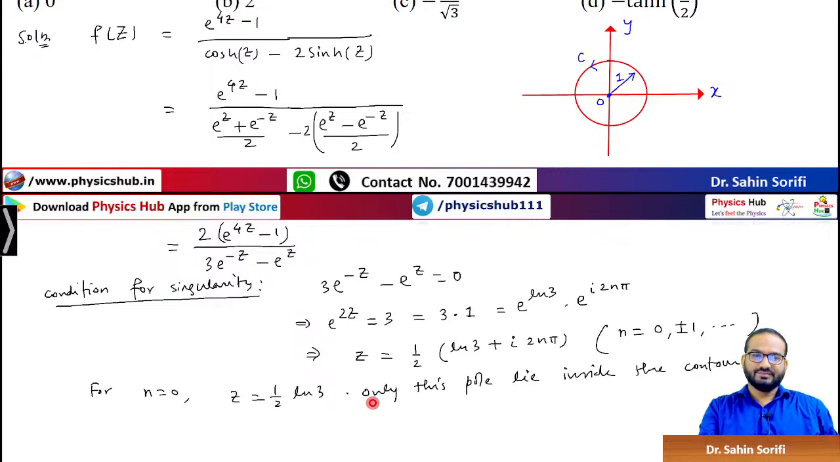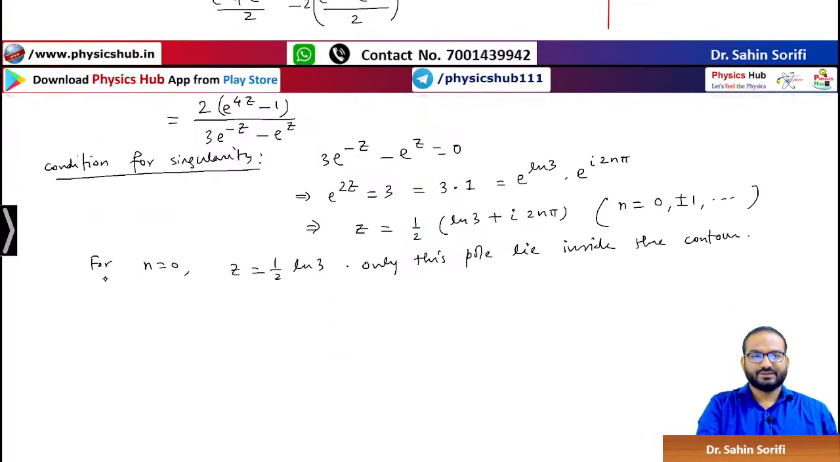So every time you try to calculate a general term, whenever you get an exponential or something similar, you try to calculate a general term and only take those points which are lying inside the contour. I hope this is clear. So it is a simple pole.